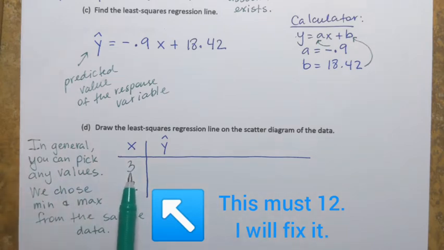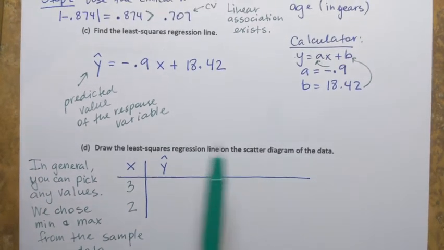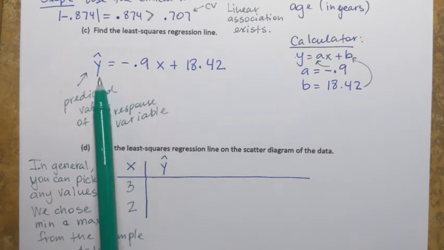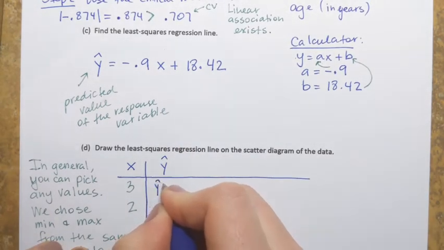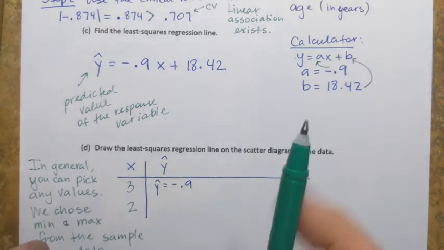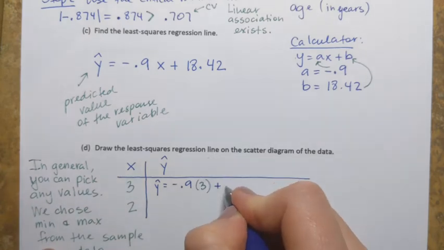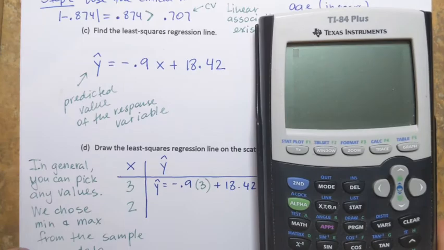Okay, so now what do we do with the chosen values? We have to plug them into the equation. So basically we're saying, when x equals 3, what will be the corresponding value of y hat? Well, we just plug in 3 for x here and then compute y hat. So y hat equals negative 0.9 times 3 plus 18.42. I'm going to enter that in the calculator.